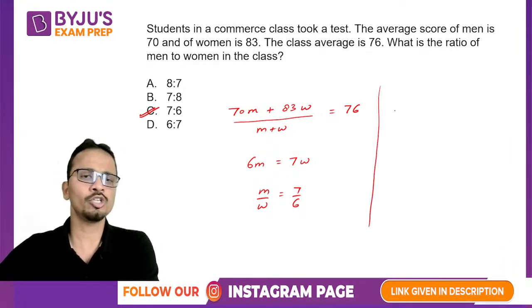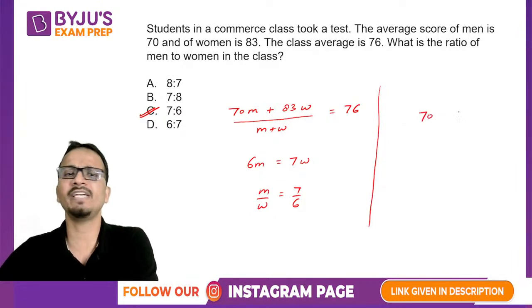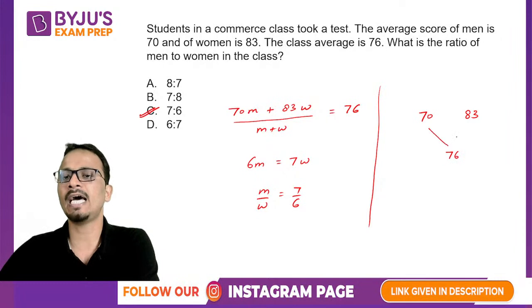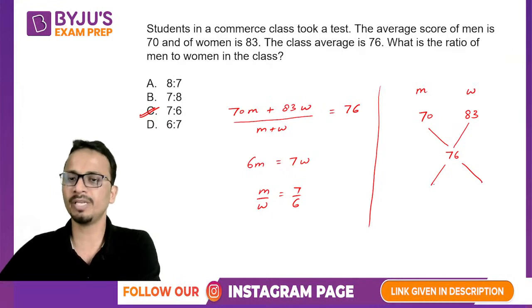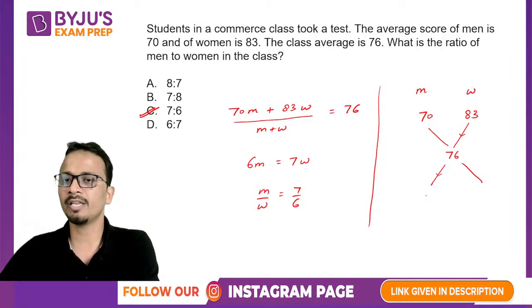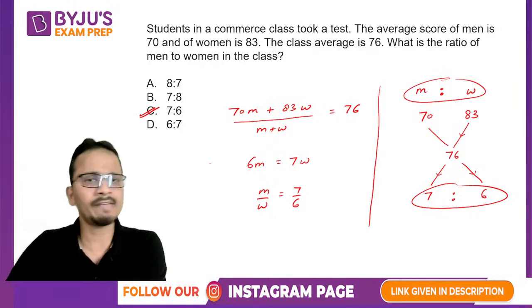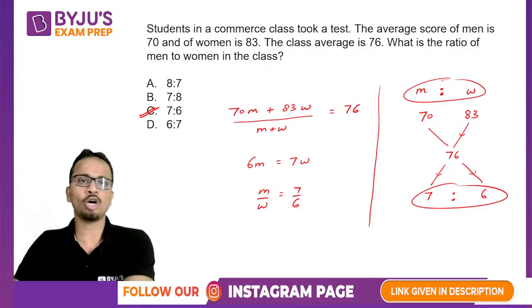Now if I do this question using the concept of alligations, it will be much faster. So the average of men is 70, the average of women is 83. The average of the entire class can be written here, 76, and apply alligations here. So this is the number of men and this is the number of women. So 83 minus 76, the difference of these two will be written here. So 83 minus 76 will come out to be 7, and the difference of 70 and 76 will come out here, 6. So this will be the ratio of the number of men and the number of women. So again, the answer is 7:6. So yes, the correct answer is option C.